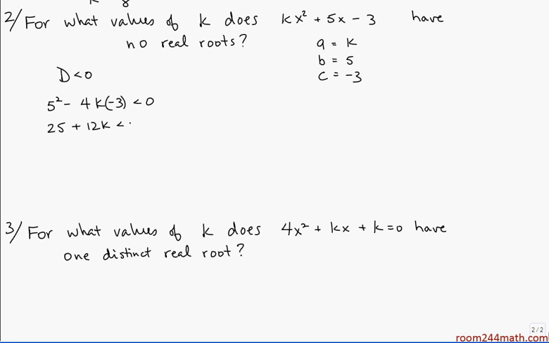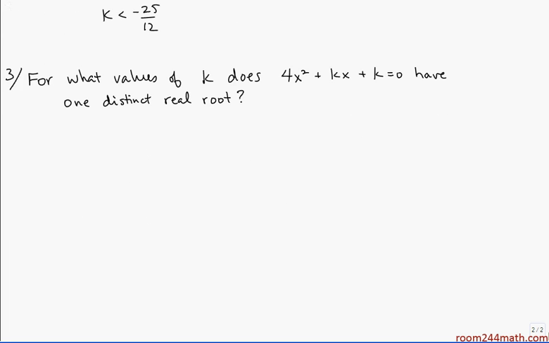So this is 25. The minus and the minus give you a plus, 12k less than 0. I can subtract the 25 from both sides and divide by 12 to get k must be less than 25 over 12. Wait, as long as k is less than 25 over 12, this quadratic will have no real roots.